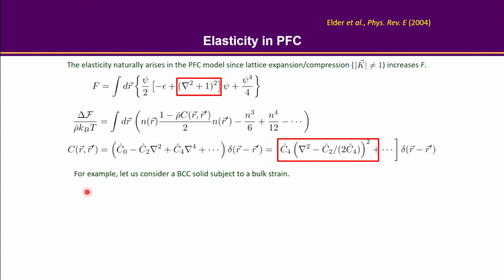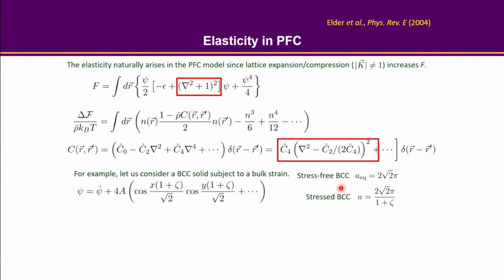So let's consider maybe a BCC solid subject to a box strain. Okay. So we know the density n for this BCC crystal, right, is some certain density plus some amplitude times all those cosine x cosine y, plus this cosine x cosine z, and plus cosine y cosine z, right?